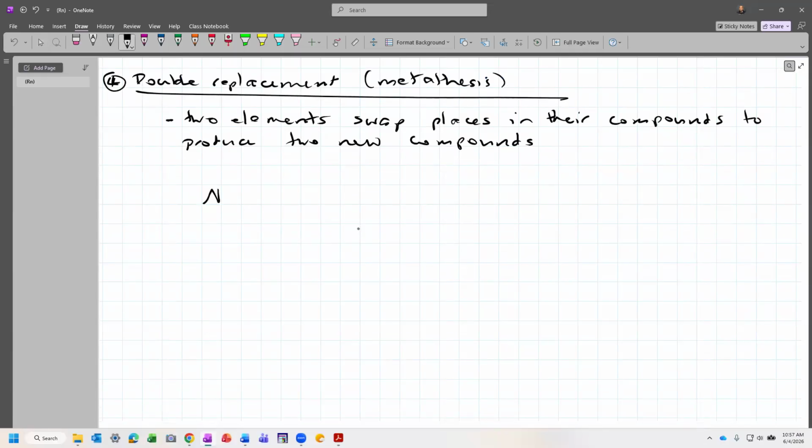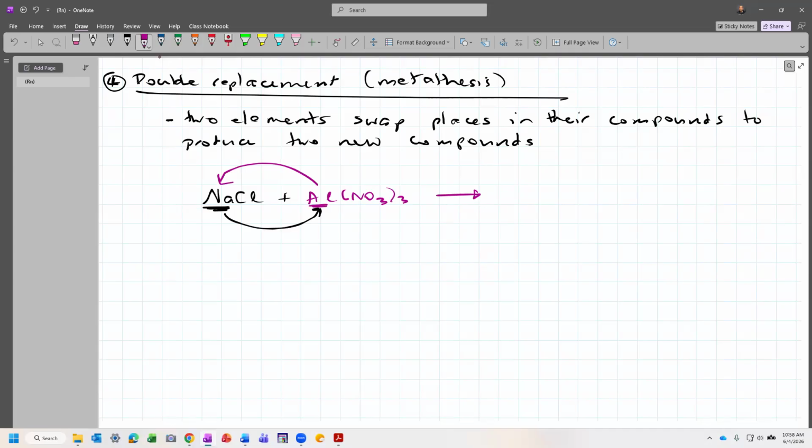We had our sodium and we had our aluminum nitrate. Okay, so what's happening here? We have two elements, and in this case, there are two metals that are going to swap places. So the sodium comes in and kicks out and takes the place of the aluminum. And guess what? The aluminum is going to go and take the place of the sodium, right? So they're essentially just swapping locations.